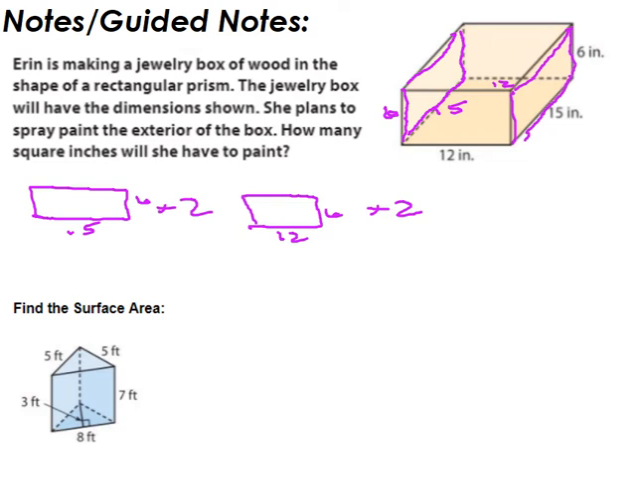And then I also need to find the area of the top and the bottom, which are the same, and those are 12 by 15. So I need to find the area of a rectangle that's 12 by 15. That's a terrible drawing of it, but that's okay. And I have 2 of those. So this is the top and the bottom.